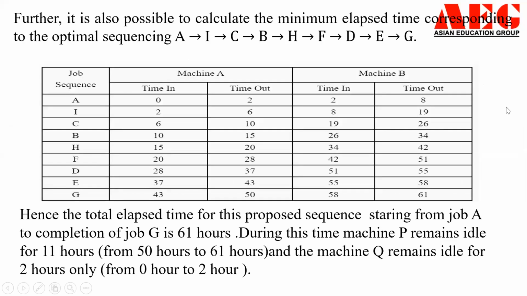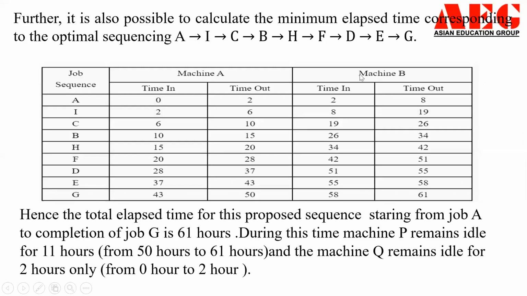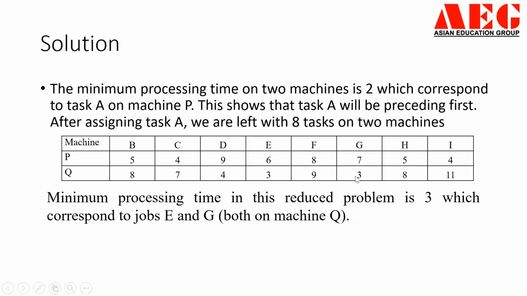So now we have to create all these tables. I had written this sequence A, I, C, B, H, F, D, E, G here. So the job sequence is this. Then machine A and machine B you have to type. So the time in for machine A is 0 because everything is empty. Neither machine A nor machine B is working. So whatever the first job is, that time in is 0, and the time elapsed you have to find.